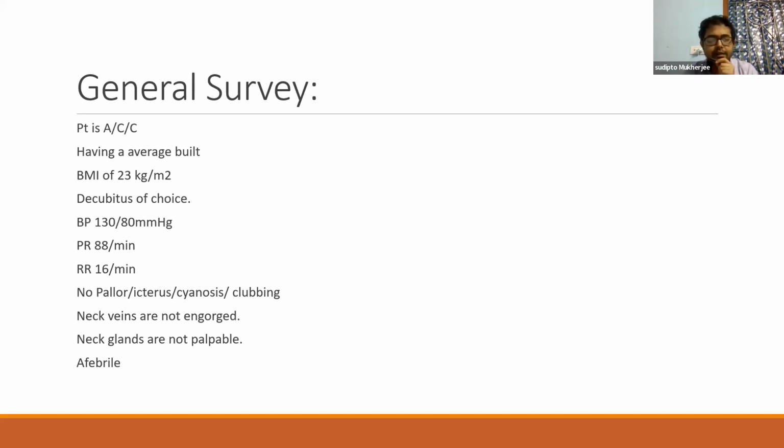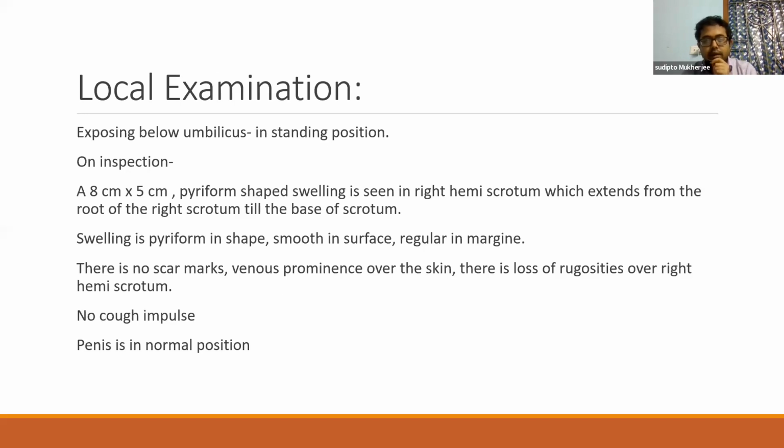The respiratory rate is 16 cycles per minute. He does not have any pallor, icterus, cyanosis, or clubbing. Neck veins are not engorged. Neck glands are not palpable. He is afebrile. On local examination, I examined my patient by taking his consent and by exposing the patient below the umbilicus in standing position.